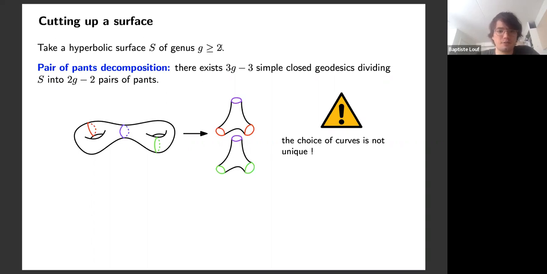However, just one important detail is that the choice of the curves is actually not unique. There's many ways to divide your surface into pairs of pants, and if you like these kind of details, it basically boils down to prescribing an underlying trivalent graph to divide your surface into pairs of pants.